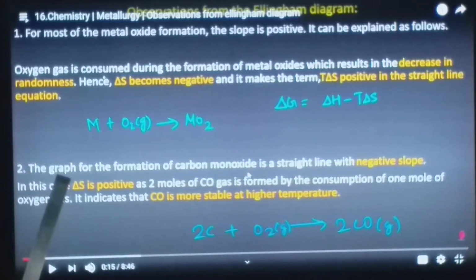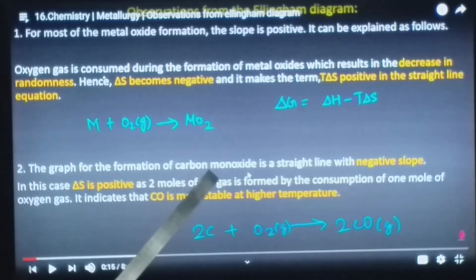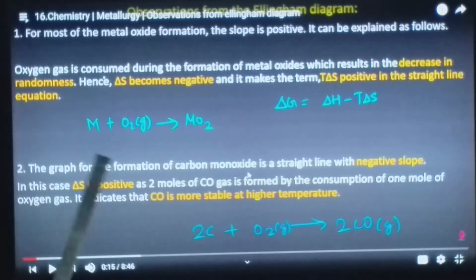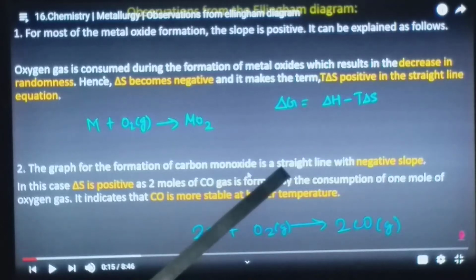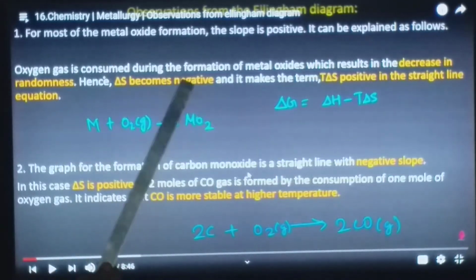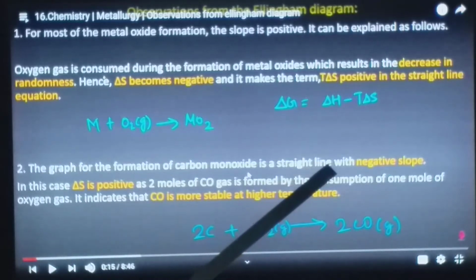Second one: the graph for the formation of carbon monoxide, which is given in the pink color line. See the graph. The graph for the formation of carbon monoxide is a straight line with a negative slope, but all the other slopes are positive, and only this one case has a negative slope.